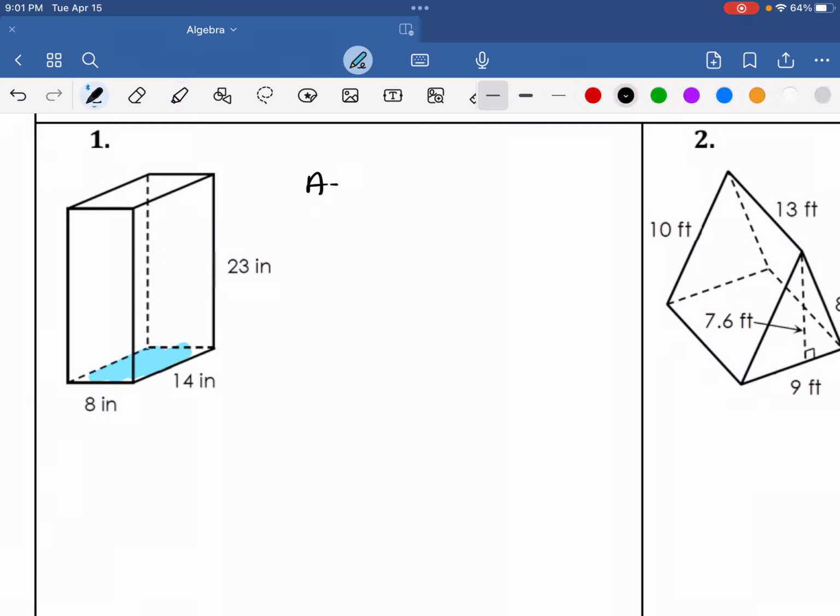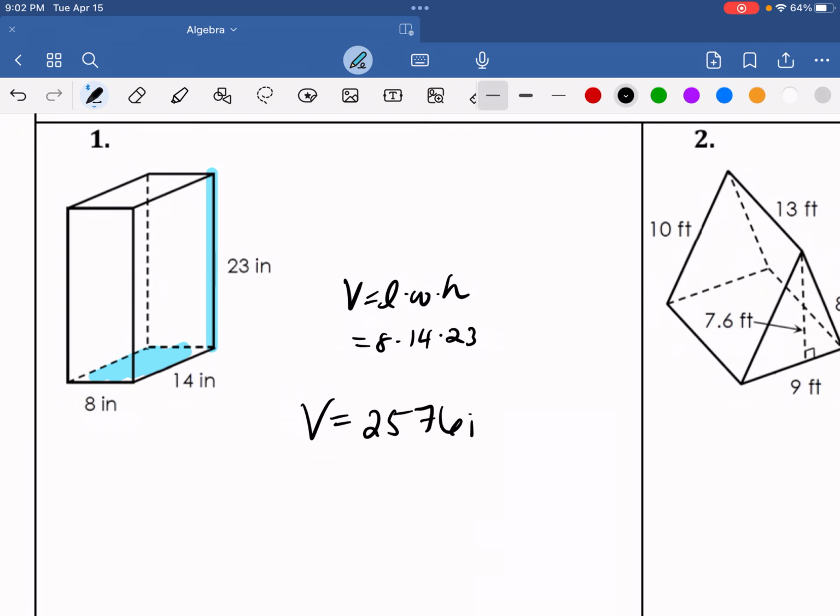So area of the base is length times width, so that'd be 8 times 14. And then whatever answer you get, you multiply it by the height. That's how you find volume. So if we redo it, volume is length times width times height, which is 8 times 14 times 23. I don't have my calculator, 8 times 14 times 23. And we get 2,576 inches cubed.